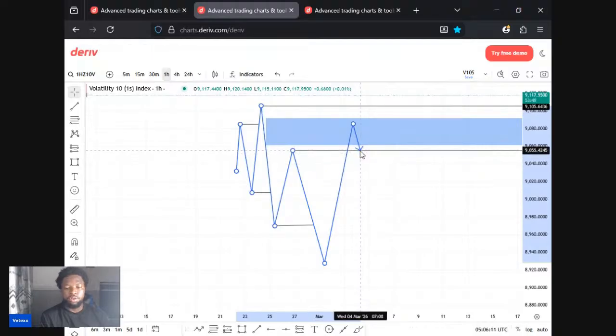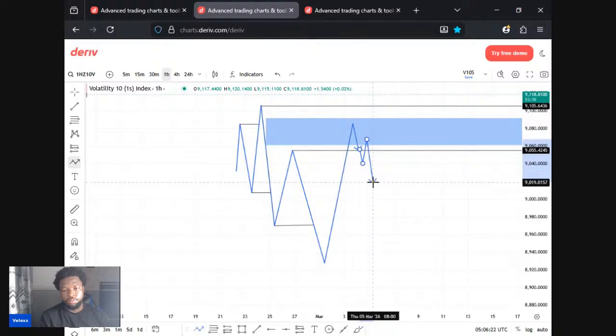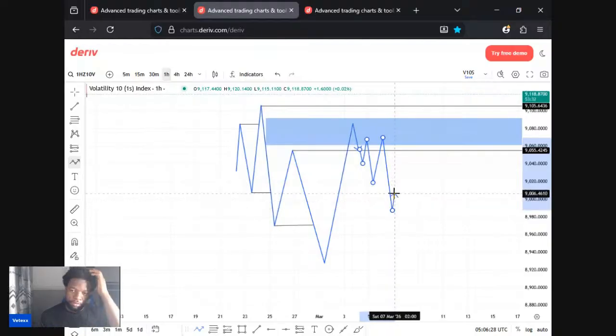Once you see that, you look for your continuation structure to the downside, which is going to be something like this. It's going to be something like this on the 1-hour time frame. And also, if you don't see your structure on the weekly or the 24-hour, you go to the 4-hour structure and the 1-hour structure and look for your continuation, which is always going to be something like this.